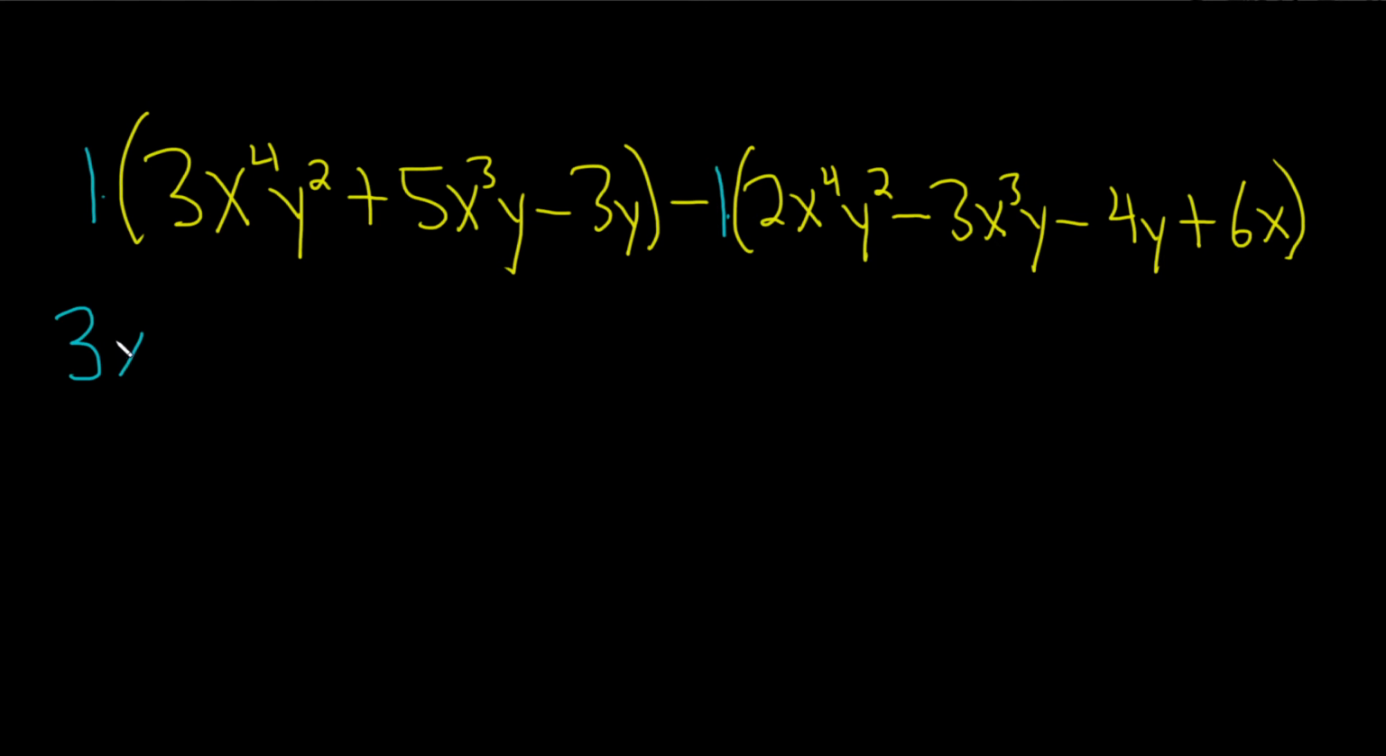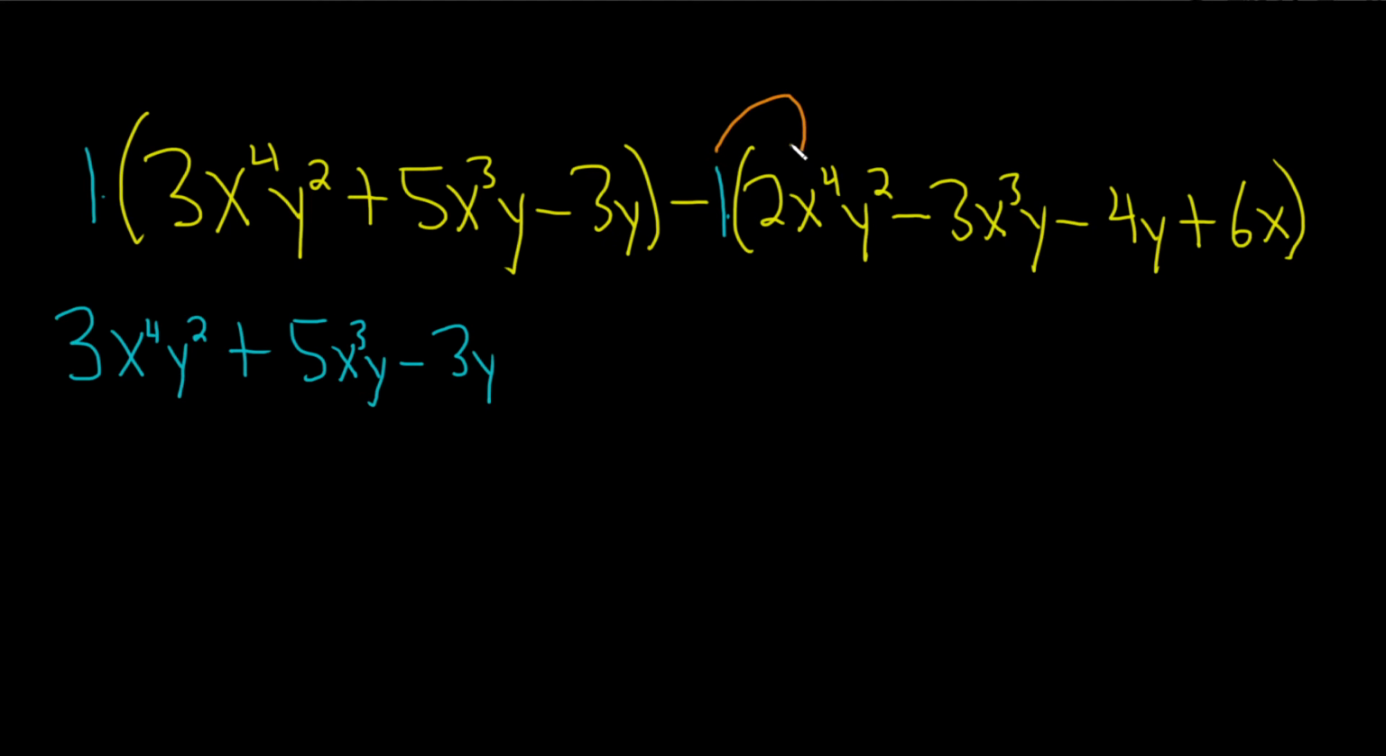So 3x to the 4th y squared plus 5x cubed times y, and then minus 3y. And so here is where the magic happens. This negative 1 is actually going to get distributed to all of this stuff. So basically, you're just going to switch the sign on all of these. You can just write it all down and switch the sign. I'll go through it carefully.